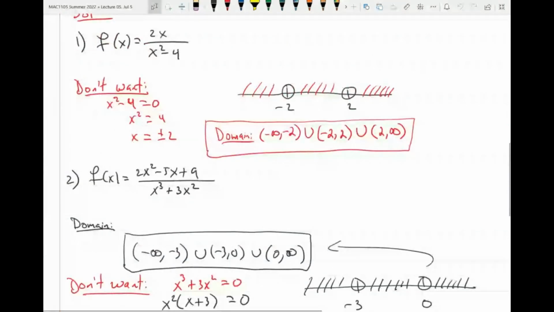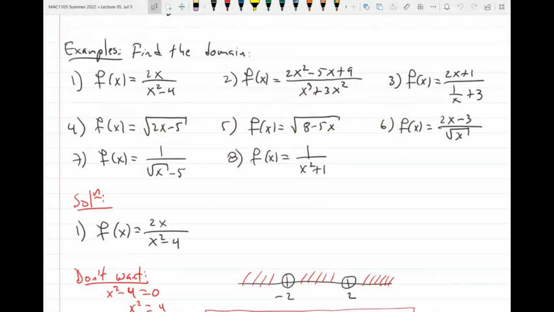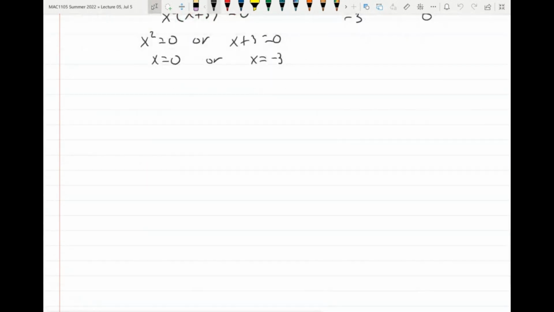Okay. Why don't you give it a try then with number 3? I want you to do it yourself first, and then we'll do it together. So try number 3. You write it down. We have f of x equals (2x plus 1) over (1 over x plus 2).